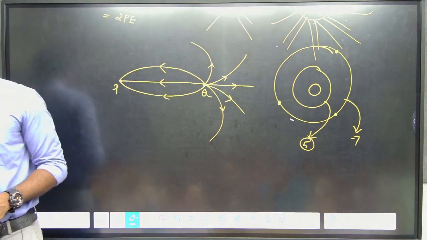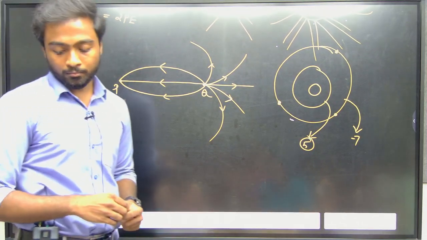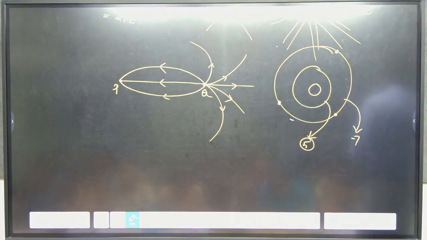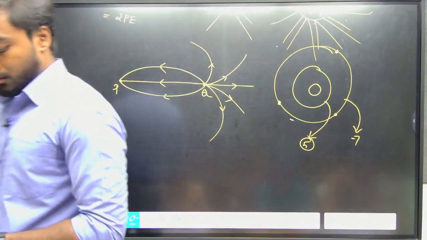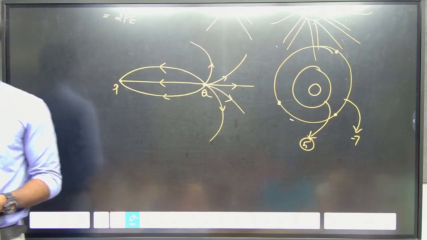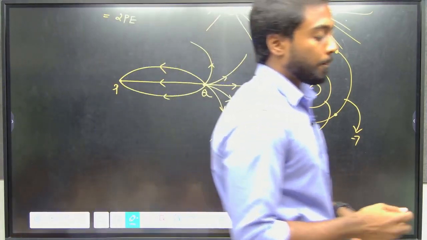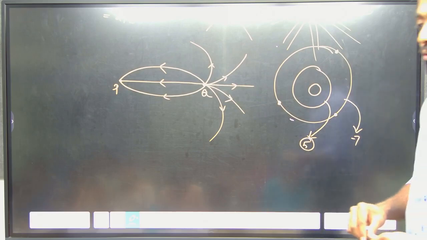Equipotential surface means equal potential throughout the surface.